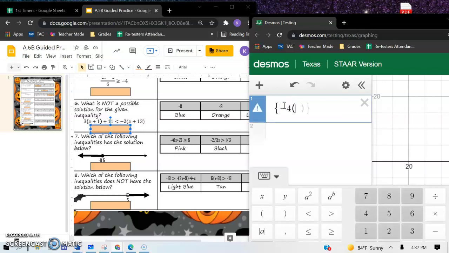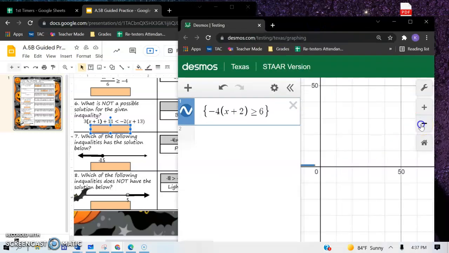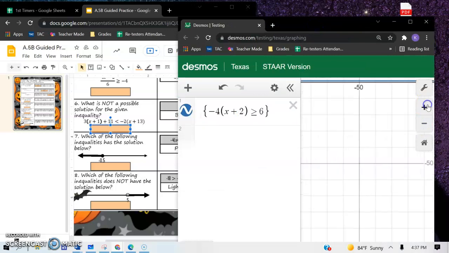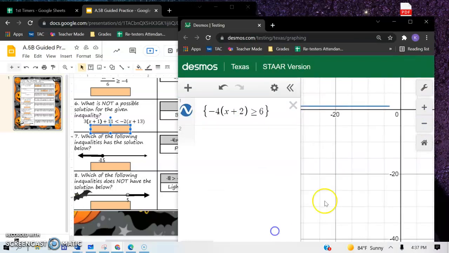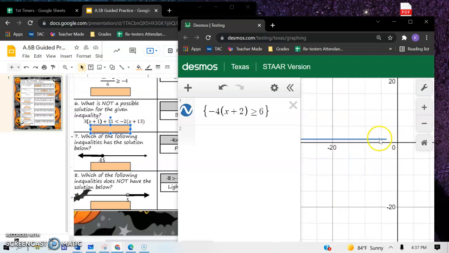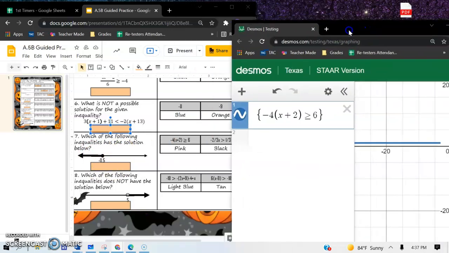Negative 4 parentheses x plus 2 greater than or equal to 6. Where is my graph? Let's look for it. It's over here on this side. Does this one match this one? Well, I don't know. It looks like it because they're both going to the left. But let me go to the endpoint. The endpoint right there is negative 3.5. And it says here is negative 0.5. So no, it is not that one.